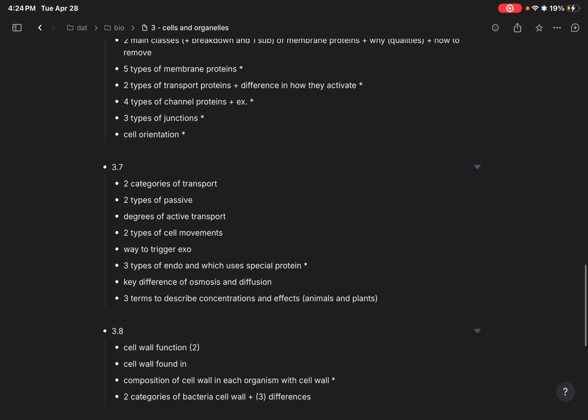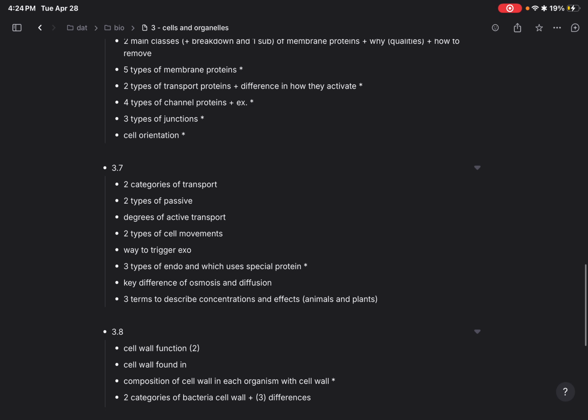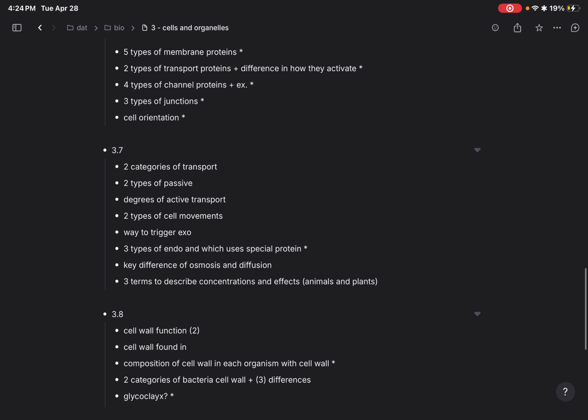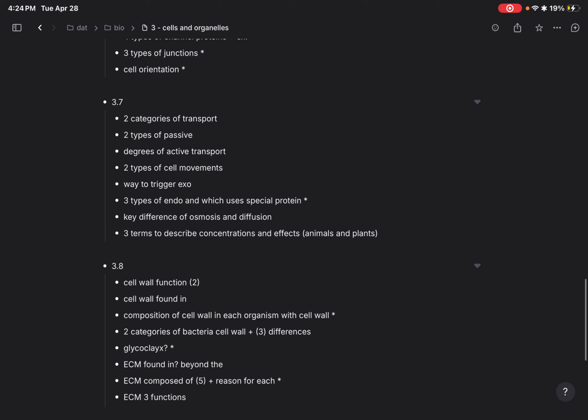Five types of membrane proteins. There's adhesion proteins, transport proteins, enzymes. I don't remember. Transport proteins, receptor proteins, glycoproteins, enzymes, adhesion, and anchor proteins.